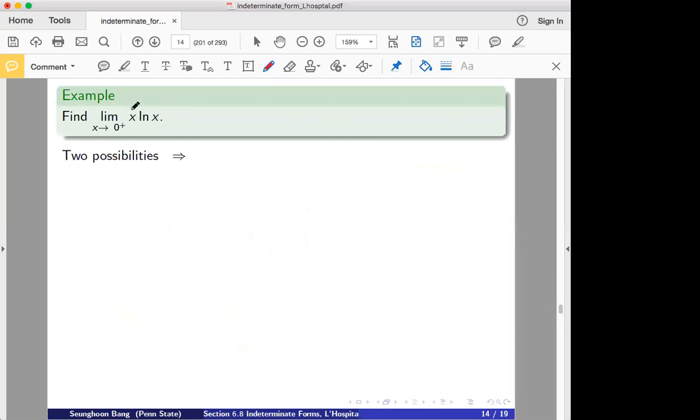Here, two possibilities. The first one, x approaches 0. You plug 0 into here. What is ln of 0? ln of 0 is going to minus infinity. Exactly 0 times infinity form, indeterminate form. We have two possibilities. First one, x is numerator and ln of x is going to denominator. So we have it like this. Second case is ln of x is numerator and x is denominator. So we think about which one is better. You can try both of them and check which one is better.